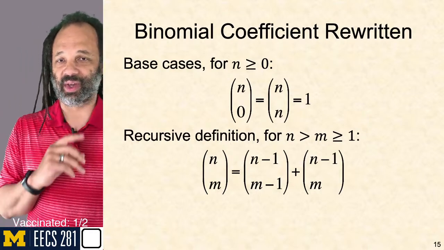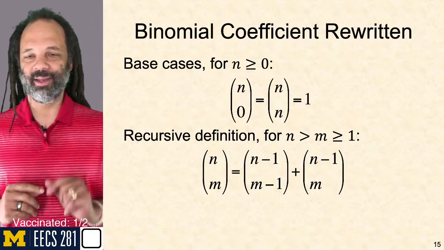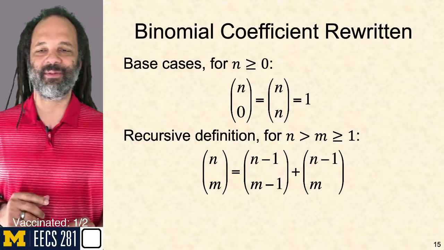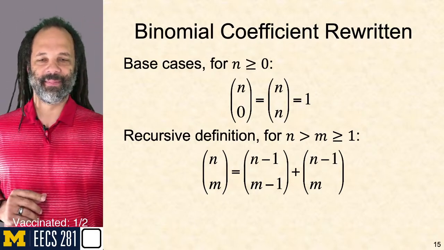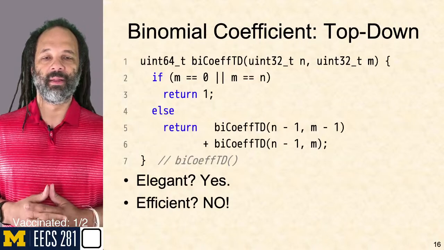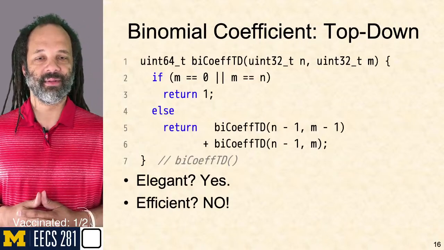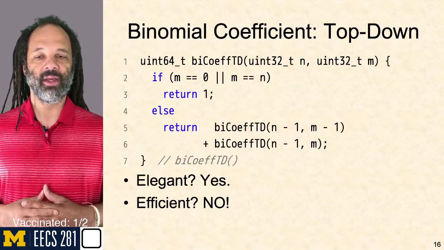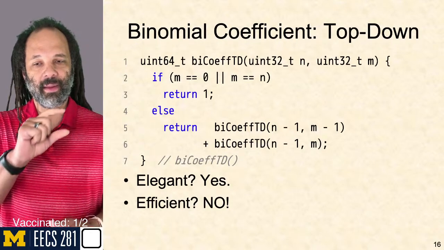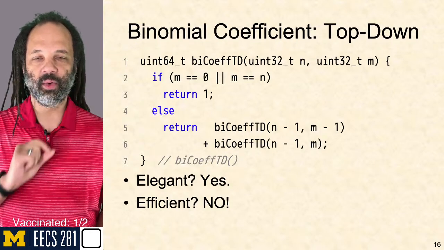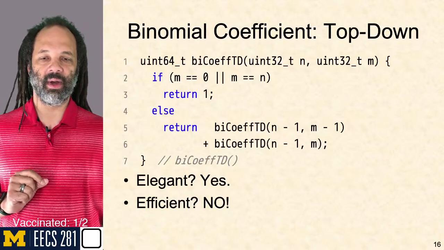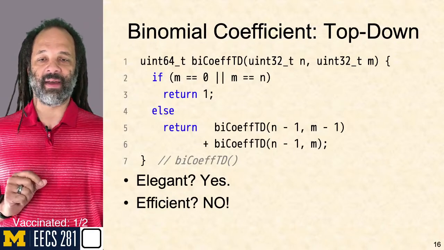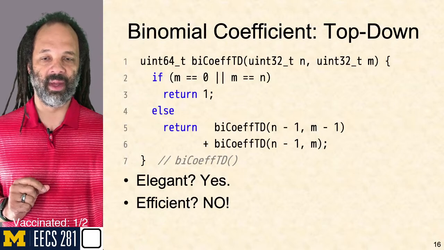This is good? You've added recursion where we didn't have it before, and that's an improvement? Well, let's just try to write this. This is easy enough to write. You can look at the base cases here in lines 2 and 3. If m is equal to 0 or m is equal to n, that means if I'm choosing none of them or I'm choosing all of them, return 1.